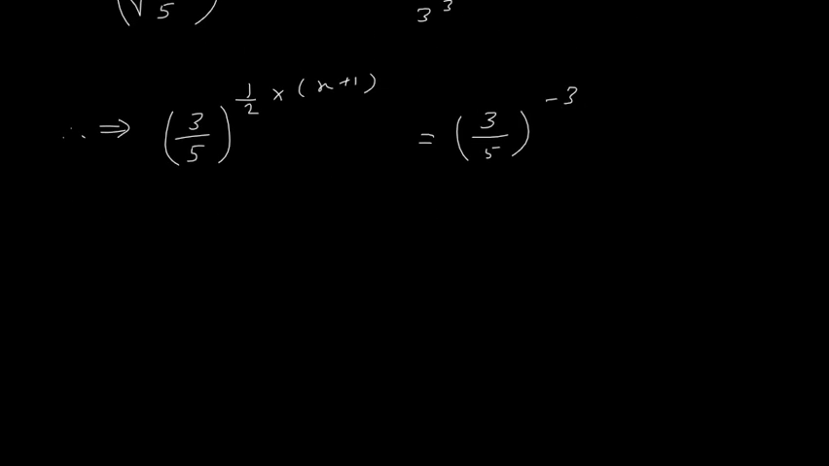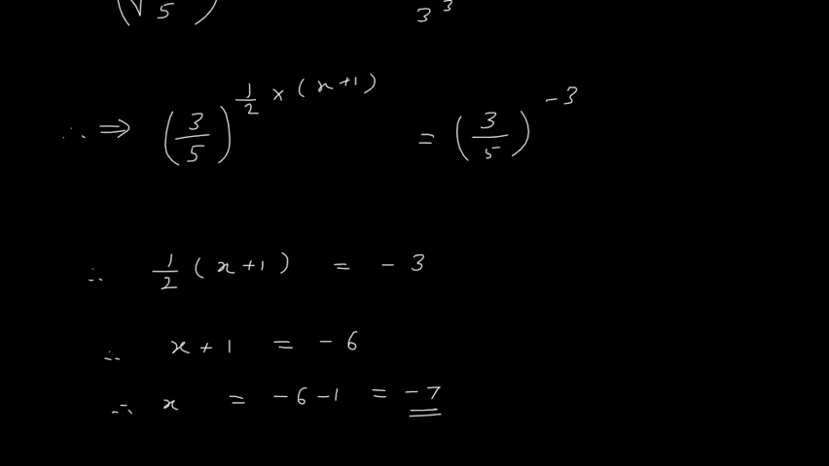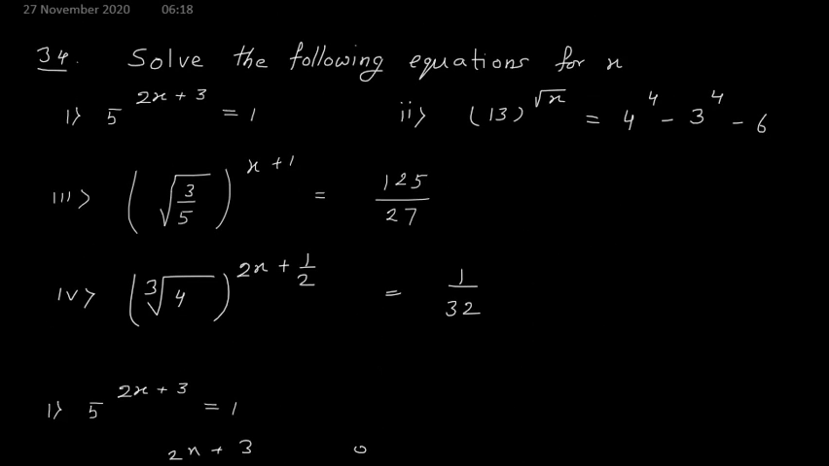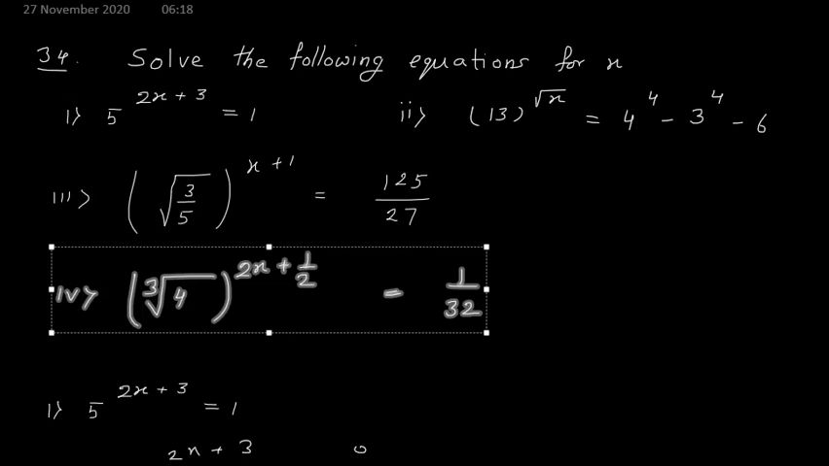So now base is same on both the sides, therefore I will say that 1 by 2 into x plus 1 is equals to minus 3. So therefore I have x plus 1 is equals to minus 6. Therefore I have x is equals to minus 6 minus 1 is equals to minus 7. So value of x is minus 7. Third question we have done, and now let us see this fourth question.